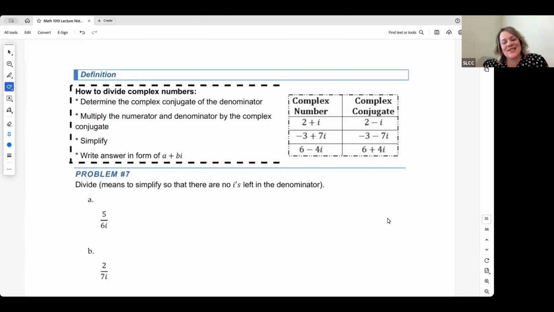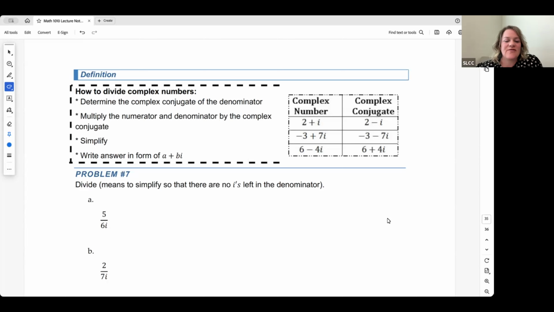Hey, today we're going over section 5.9, complex numbers, powers of i, and conjugates. The only piece we have left to discuss is dividing of complex numbers. We'll discuss that definition and then look at problem number 7.